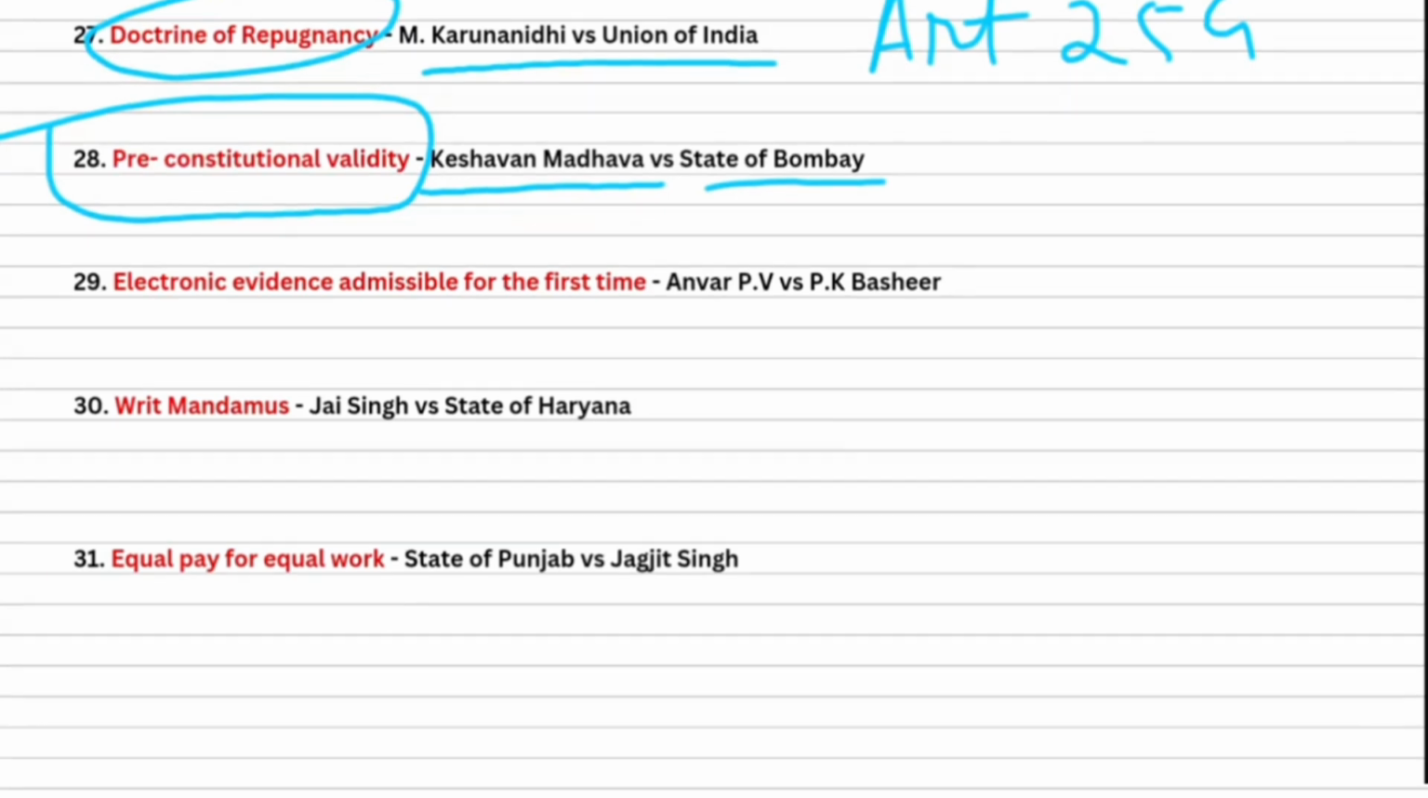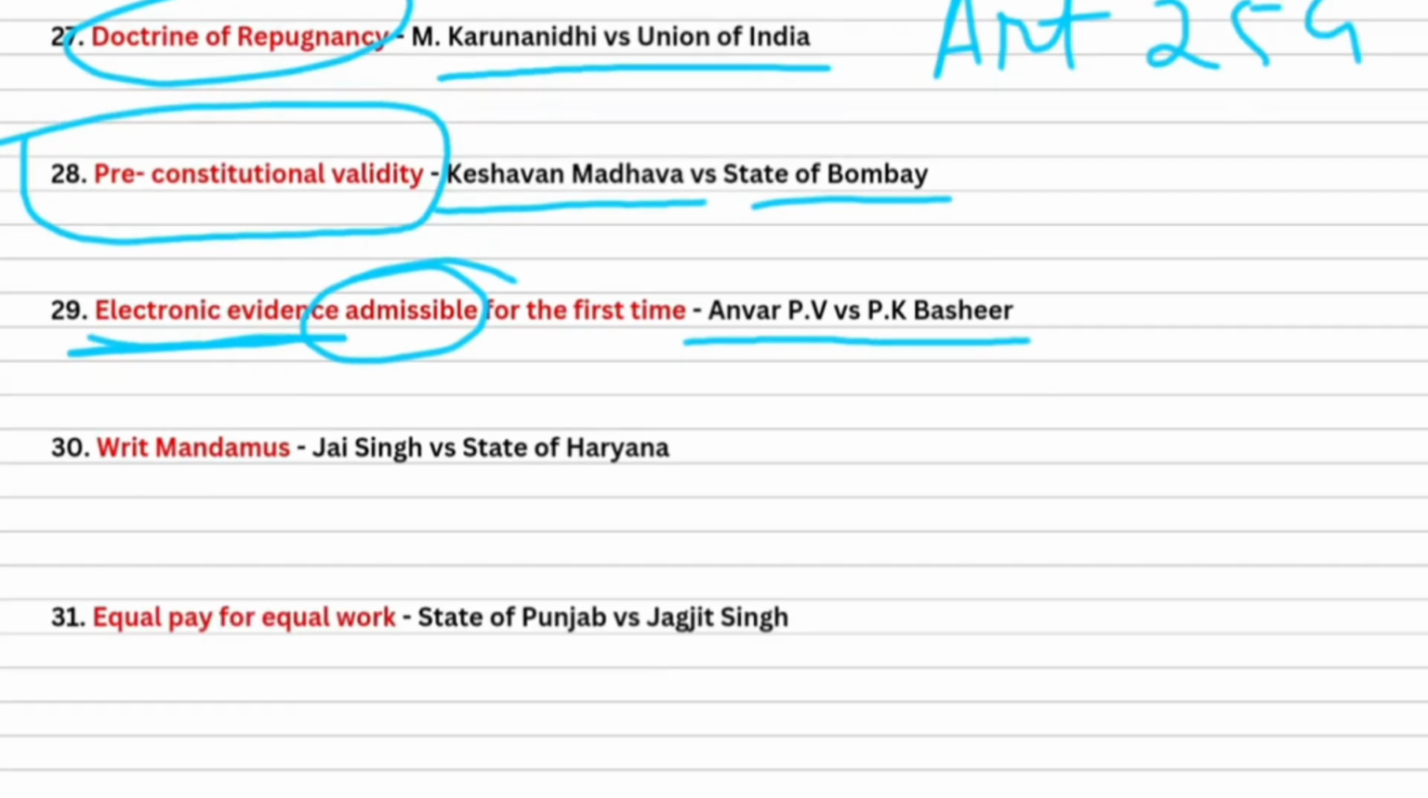Next, we have the case of Anvar P.V. versus P.K. Basheer. This is an important case law as it was the first time electronic evidence was made admissible in a court of law. In this case, the Supreme Court allowed electronic evidence to be admitted in legal procedures in courts of law if the filing process of those electronic evidences complied with the laws of the land.